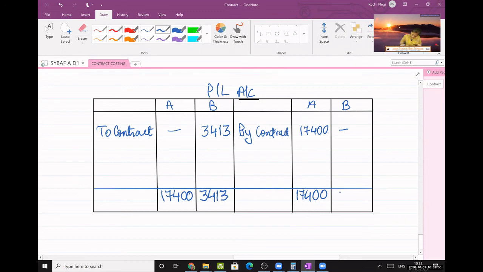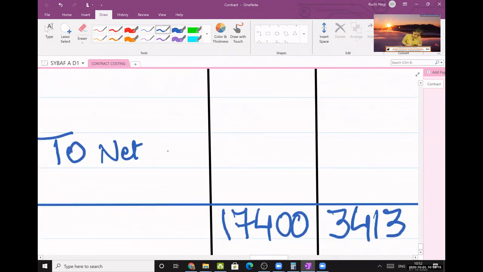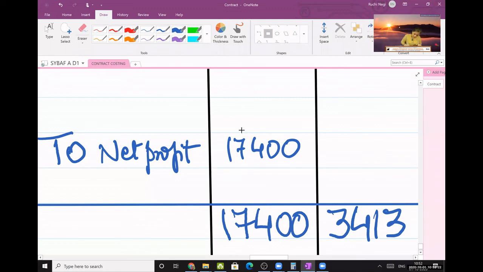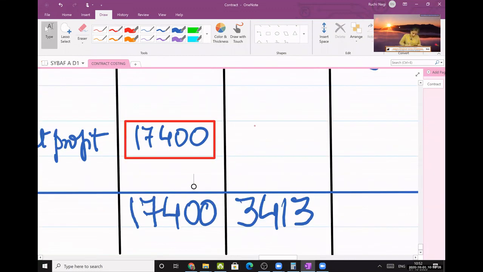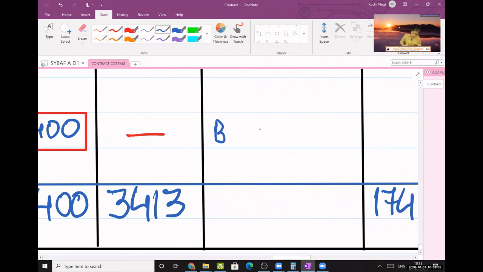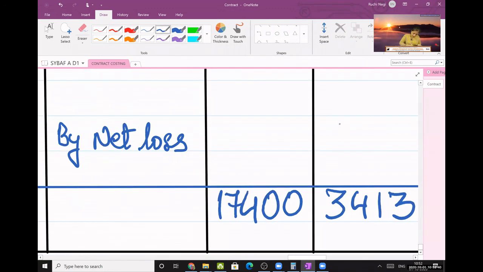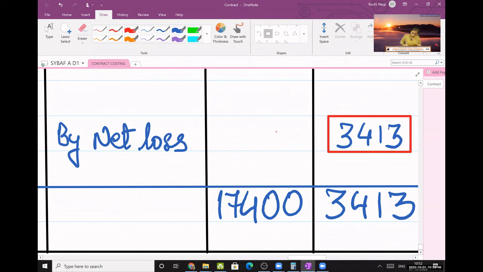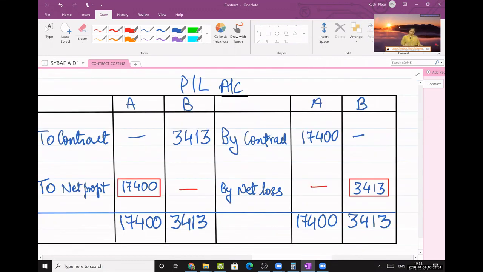Just close this. Right here, to net profit likh sakte ho rather than writing. Yeah, to net profit 17,400. Okay, then. Next, by net loss 3,413. You can write here 3,413. Box it. Okay. So this is my PNL complete.